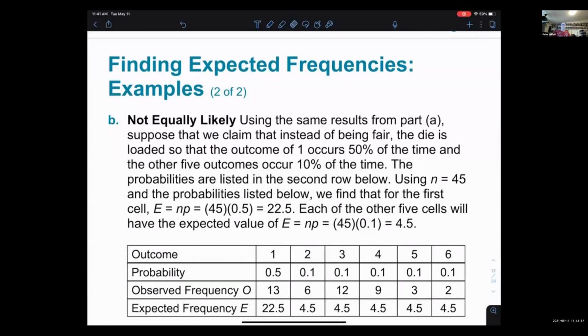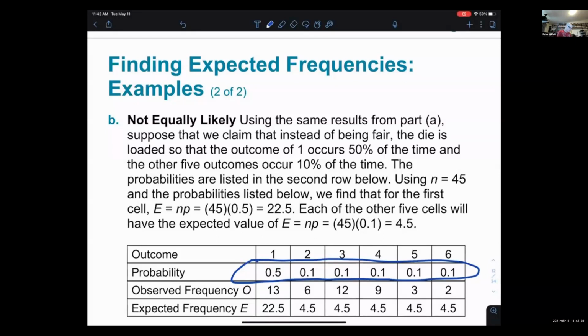Using the same results from part A, suppose that we claim instead of being fair that the die is loaded, so that the outcome of a 1 occurs 50% of the time, and the other 5 outcomes only occur 10% of the time each. The probabilities are listed in the second row. So now they've said, here's what we expect. We don't expect each one is going to happen 1/6 of the time. We're thinking the 1 is going to happen 50% and the others only 10% each.